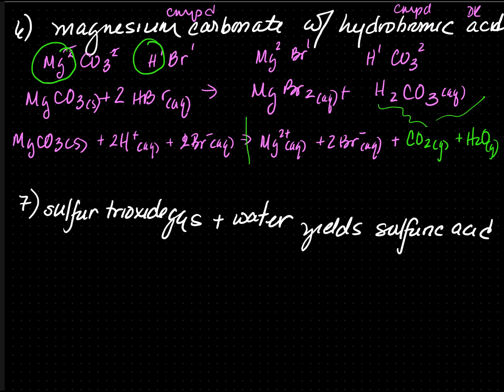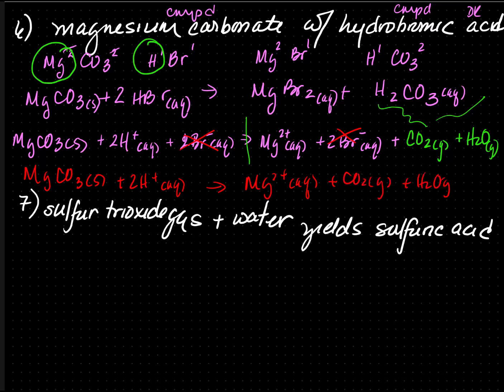Now we're going to break it apart and cancel out everything that is the same. We cannot cancel out magnesium carbonate. We cannot cancel out 2H plus ions, but we could cancel out 2Br minus. So we rewrite it, and this is our net ionic equation. And we have CO2 gas plus H2O, gas or liquid depending on the temperature, and our spectator ions are Br minus. Our driving force is the formation of a gas.